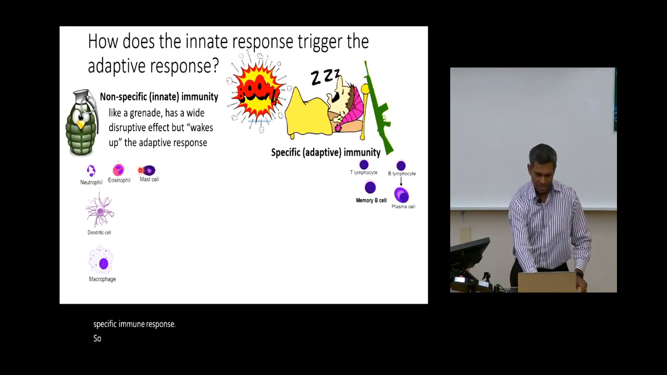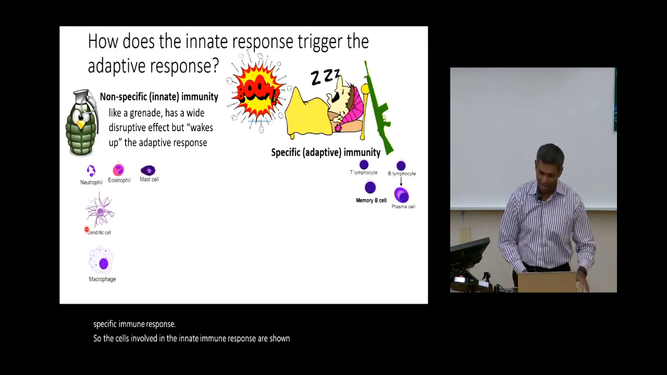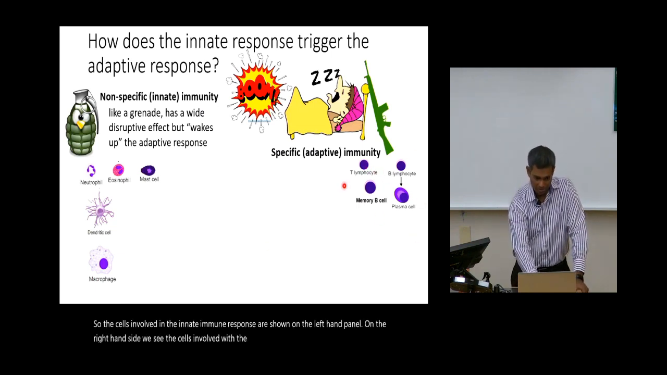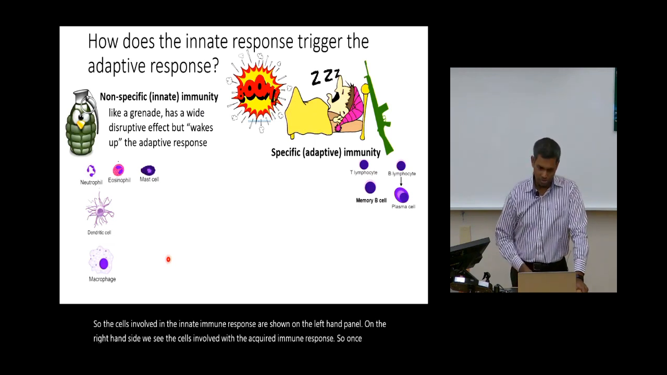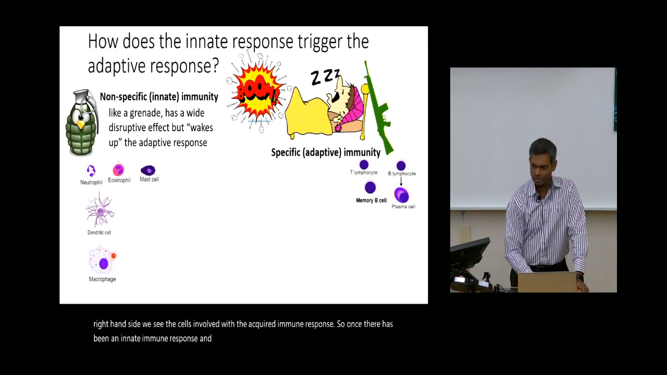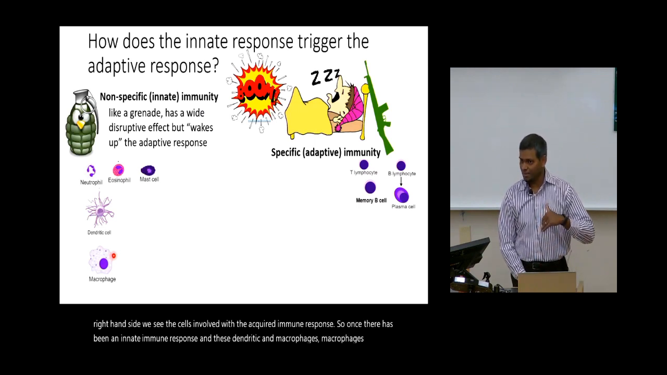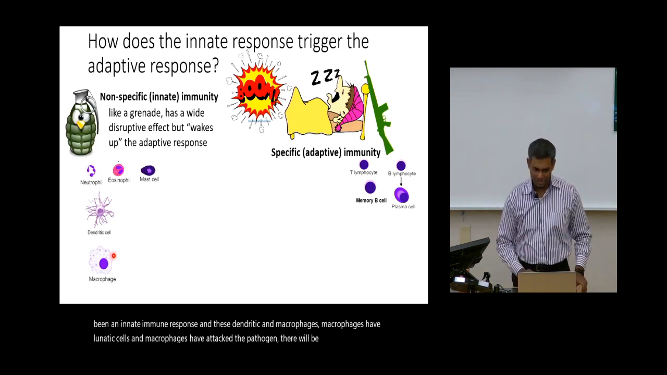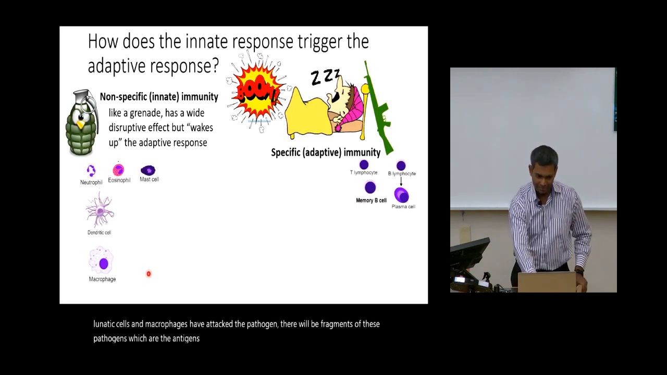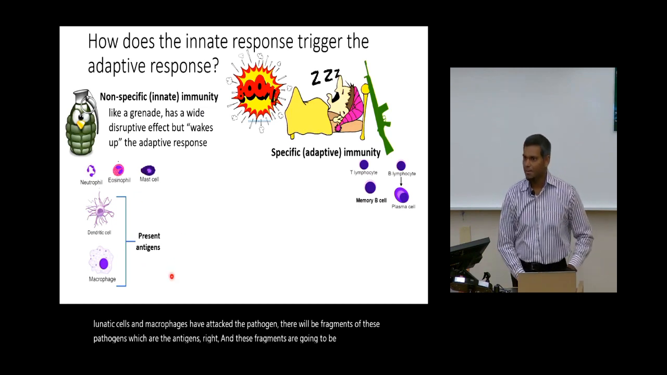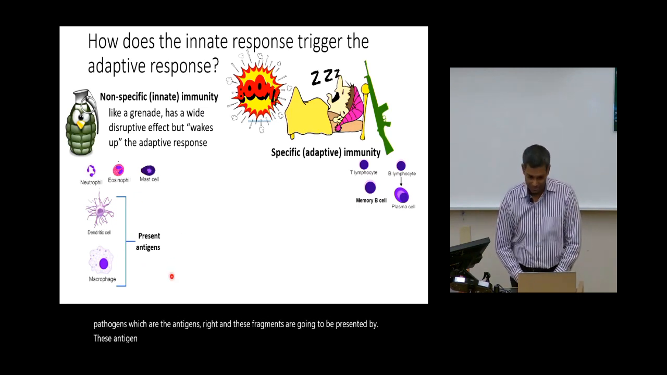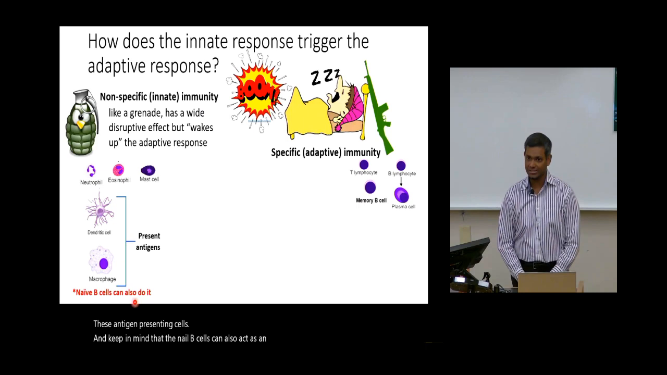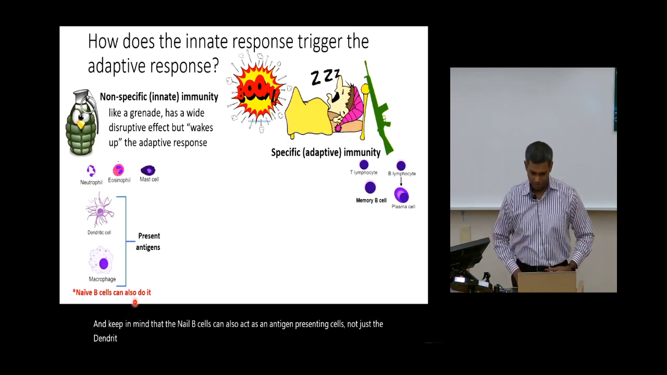So the cells involved in the innate immune response are shown on the left hand panel, and on the right hand side we see the cells involved in the acquired immune response. So once there has been an innate immune response and dendritic cells and macrophages have attacked the pathogen, there will be fragments of these pathogens which are the antigens, right? And these fragments are going to be presented by these antigen presenting cells. And keep in mind that the naive B cells can also act as antigen presenting cells, not just the dendritic cells and the macrophages.